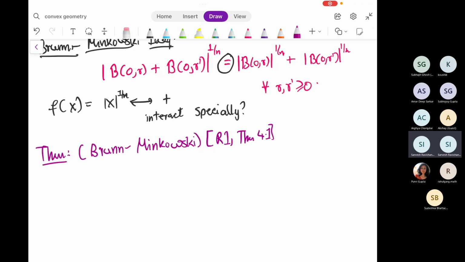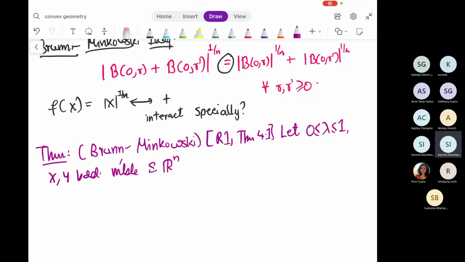Well, it basically states that f is a concave function. So how would we still rigorously write it? Well, you take a function, you take a lambda between 0 and 1, and you take x, y bounded measurable subsets of R^n, such that, and this is an important condition, I'm going to put this in brackets because this is not obvious. We need to actually assume this.